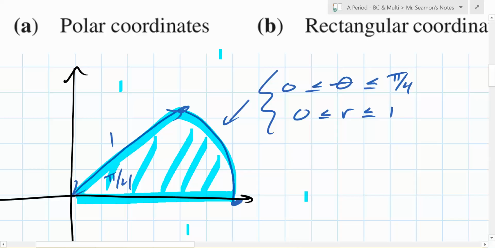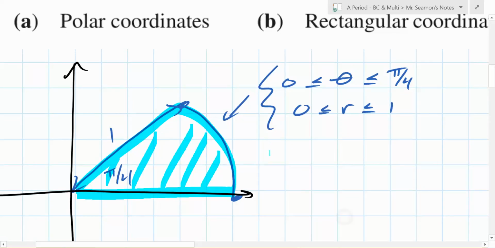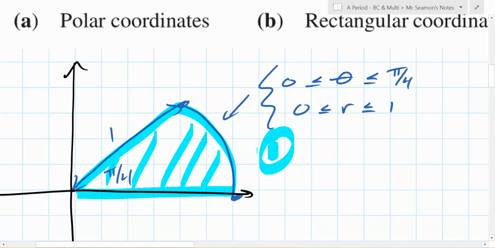Understood? So for example, let's say I pick this point right here. Can you see that point? Is that point inside the inequality? No. Which one is it? It is in the first one, because what's the theta measure for that one? The theta measure for that point is between 0 and pi over 4, but why isn't it inside the slice? Because it's too far away from the origin.